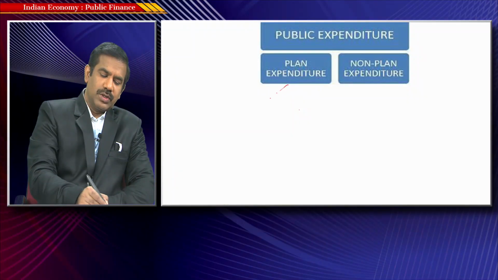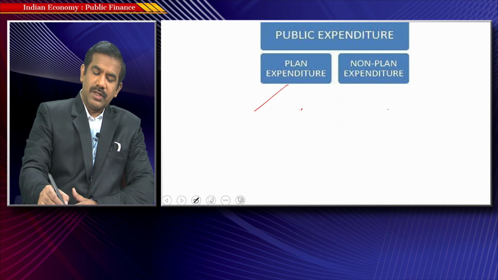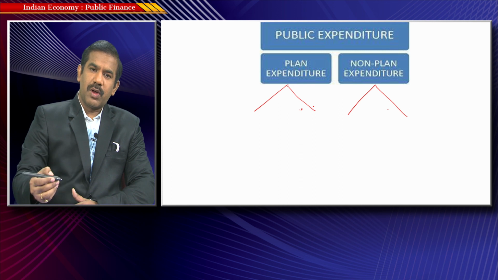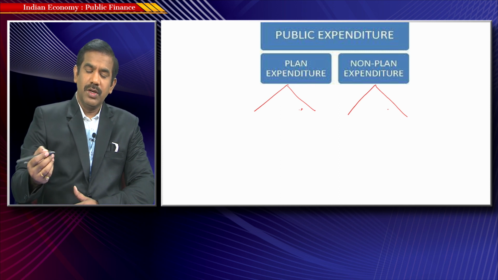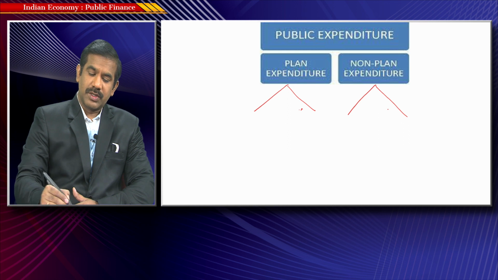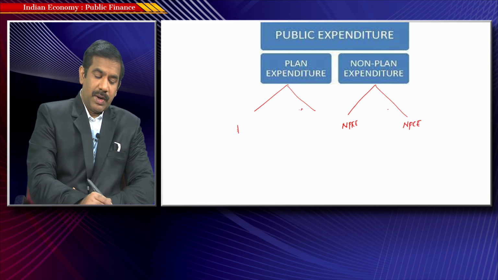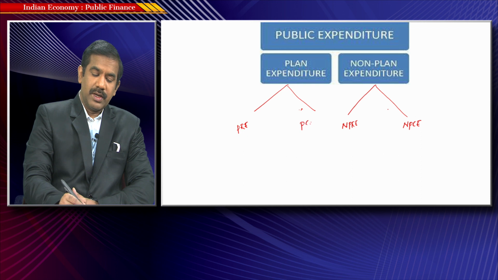Though as of now in the budget we don't have this kind of segregation in the form of planned and non-planned expenditure, let me give you an idea of what exactly this expenditure used to correspond to. In those days when we had this practice, the expenditures were broadly categorized into planned and non-planned, and these were again categorized into revenue and capital expenditure. So: non-planned revenue expenditure, non-planned capital expenditure, planned revenue expenditure and planned capital expenditure.